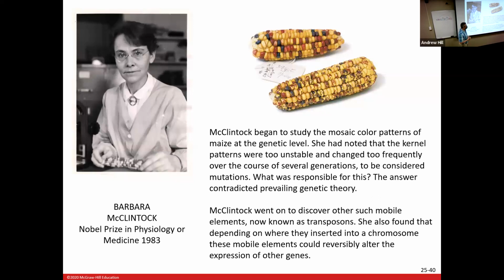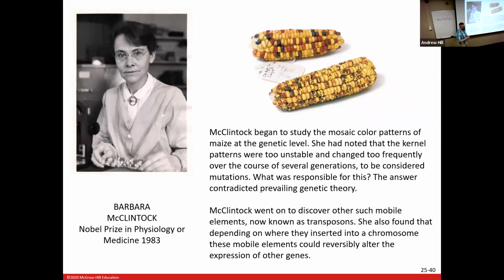She noted that the kernel patterns were too unstable and changed too frequently over the course of several generations to be considered mutations. Mutations occur very rarely, okay? So what could possibly be happening to cause all this tremendous variety in corn? The answer contradicted prevailing genetic theory. So she started publishing a few papers in the 1950s. She continued to work essentially her whole life until she died when she was 90. And she kept working on genetics and various other things.